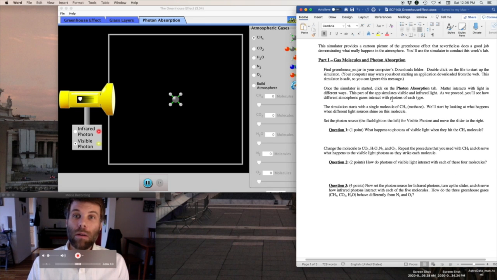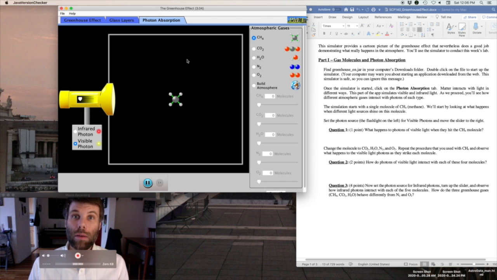On the right-hand side of the screen here, you can see the questions for this part of today's lab. And we'll begin with question number 1. What happens to photons of visible light when they hit a molecule of CH4, which is methane? I'll come over here to my simulator, which I've already got started and set up, and I've configured it so that we have methane gas in the middle, and I've set it up to shine a visible light source, as opposed to an infrared light source, on our molecule. So let's go ahead and switch that flashlight on.